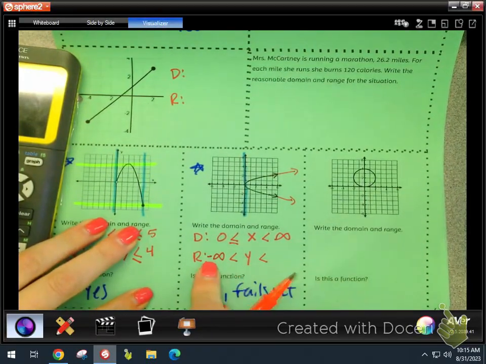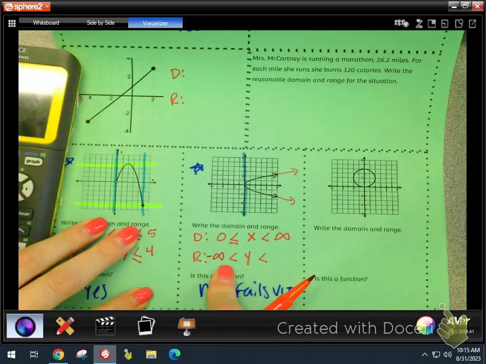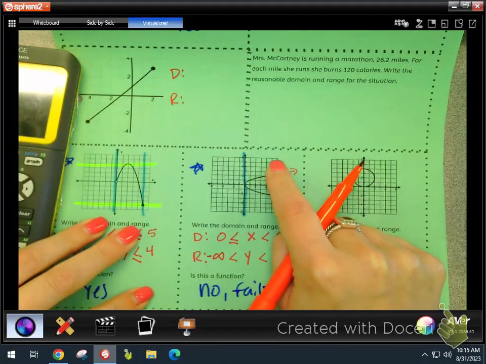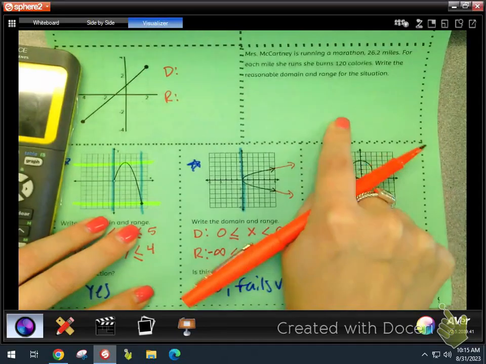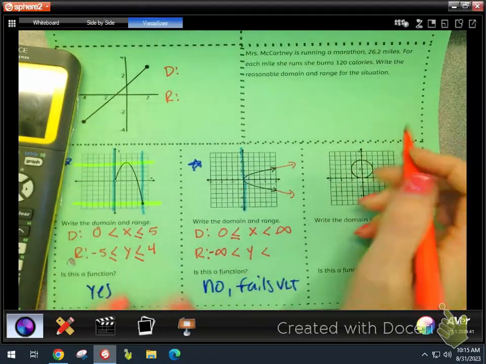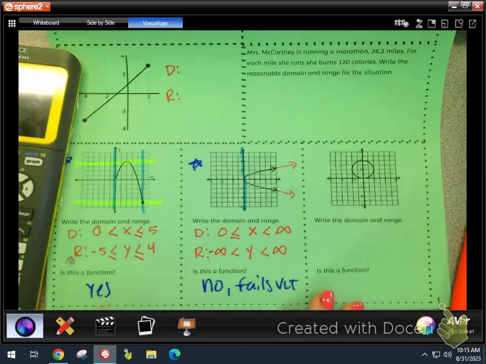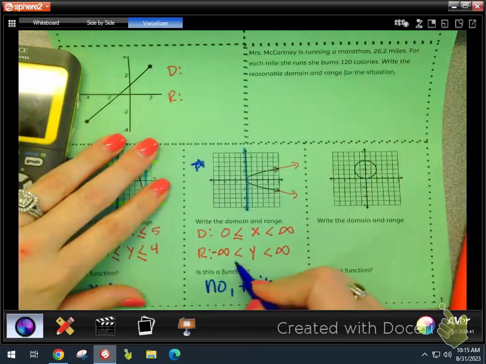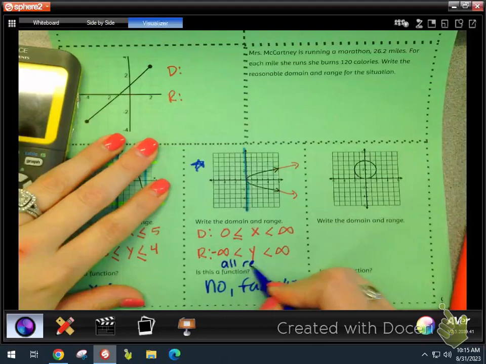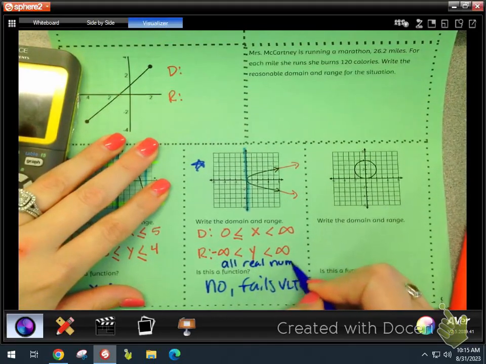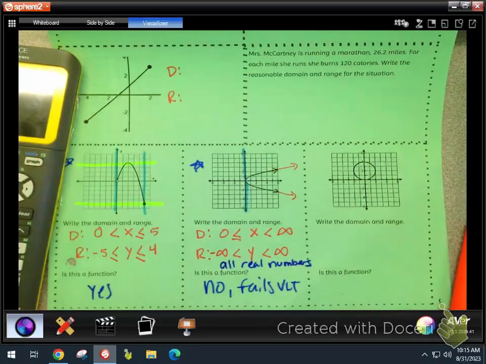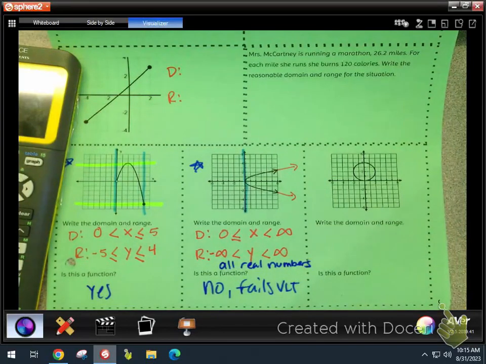We will never equal infinity. What about the top guy? Where is it going? Up and right, up and right, up and right. What's up? Positive infinity. Okay? Negative infinity to positive infinity. This is the same thing as all real numbers. Negative infinity to positive infinity. It means everything. There's a lot of functions we're going to study that have all real numbers.